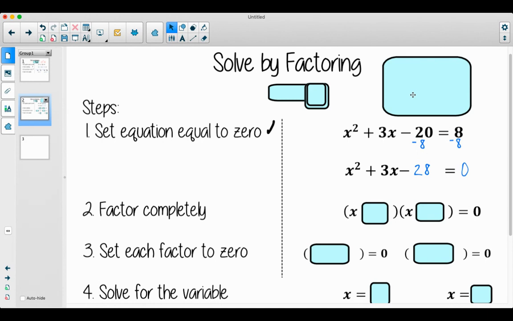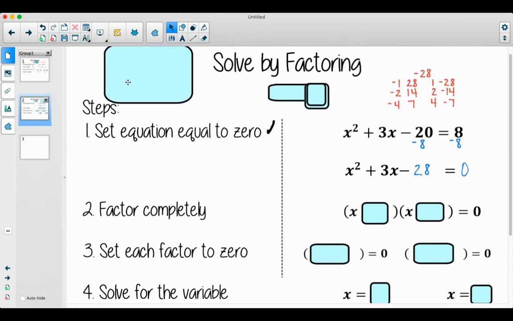So what I did is I thought of everything that multiplies to a negative 28. I have negative 1 and 28, negative 2 and 14, negative 4 and 7, 1 and negative 28, 2 and negative 14, 4 and negative 7. Remember, I'm trying to think of two numbers that multiply to a negative 28, but add to a positive 3. Notice here the only combination that's going to work is a negative 4 and a positive 7.